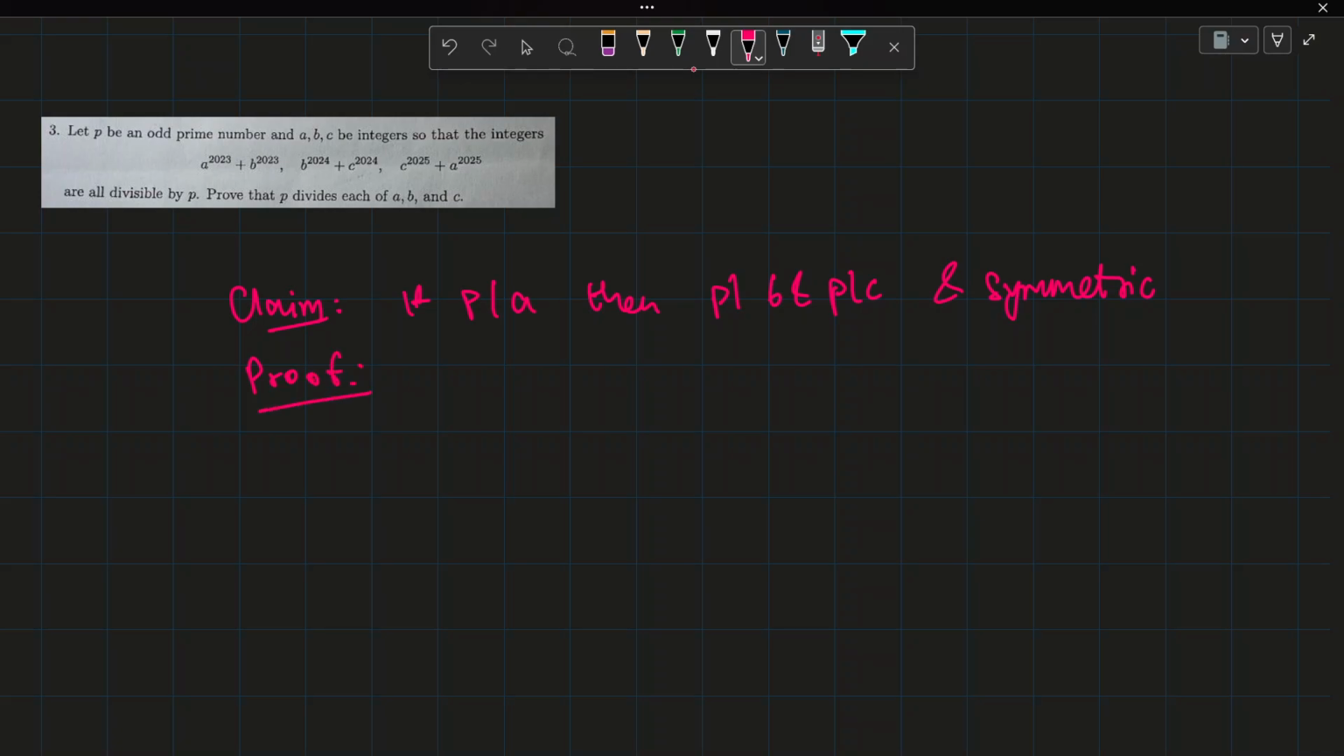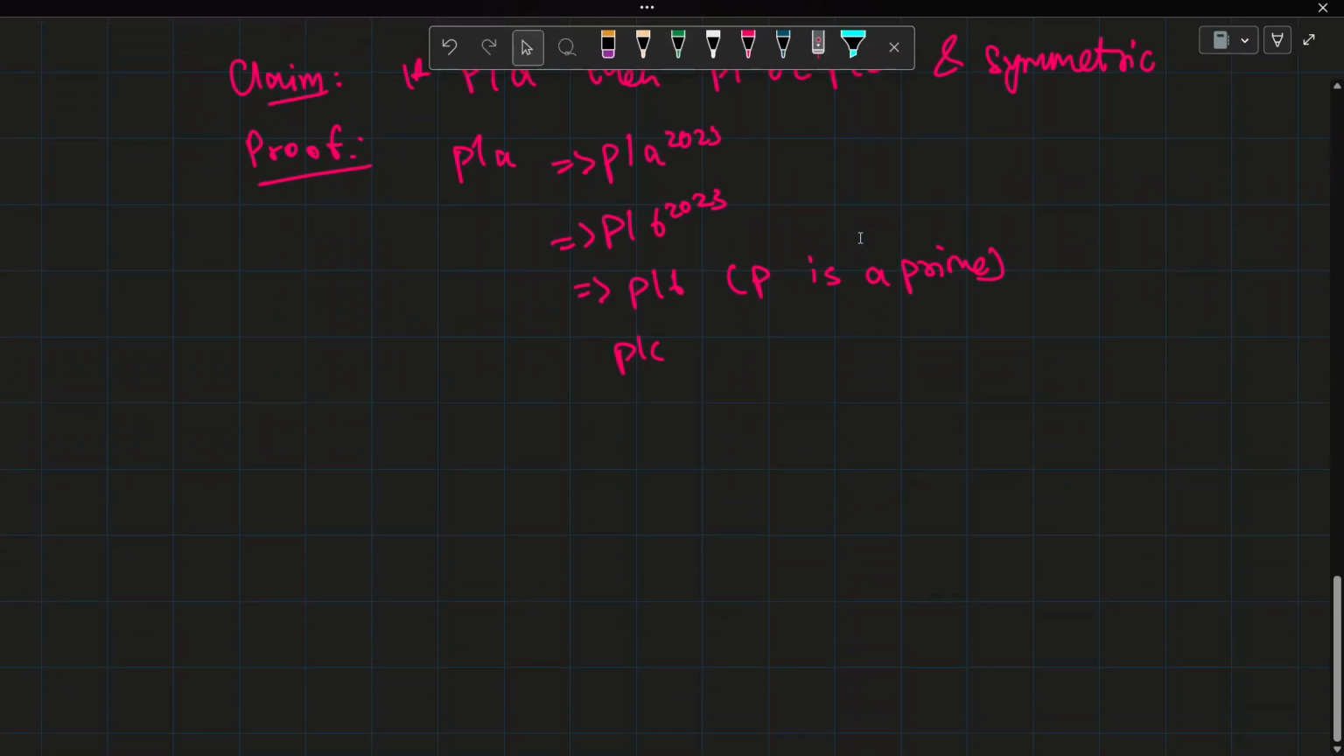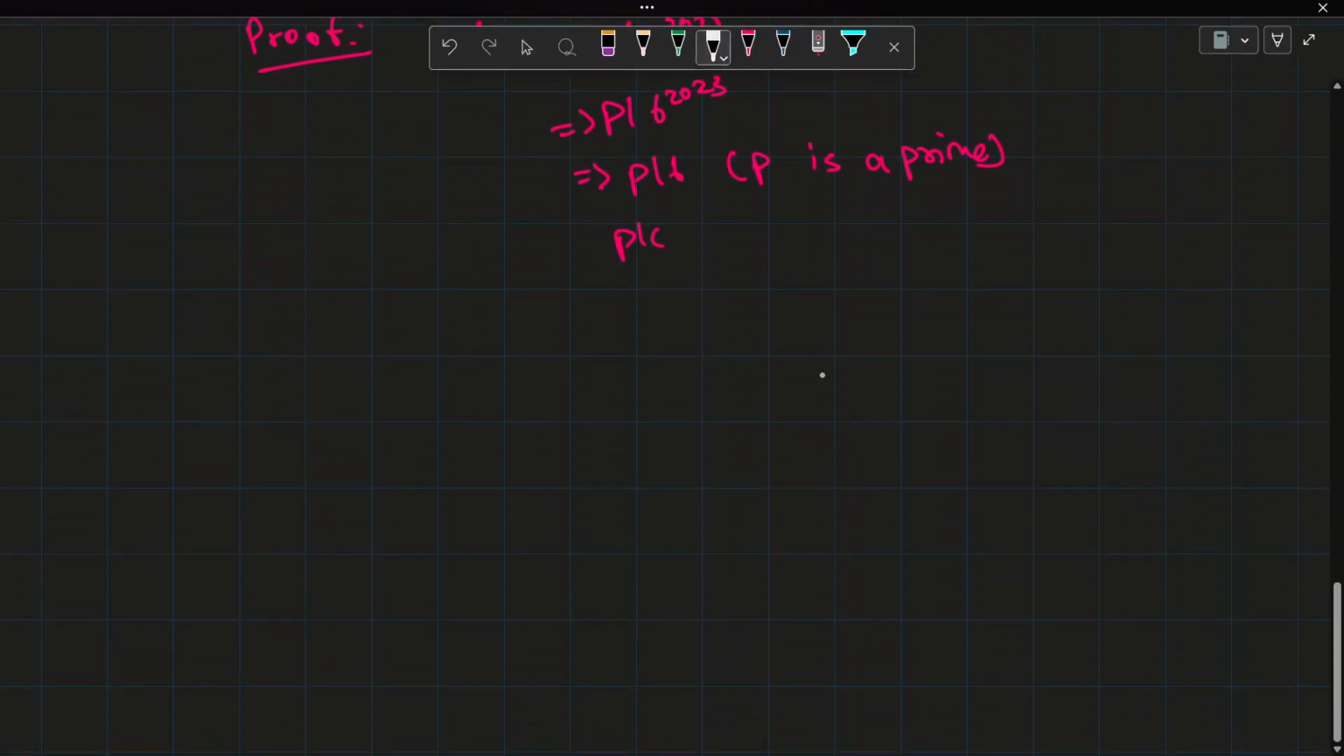So suppose P divides A, which implies that P divides A to the power 2023, which implies that P divides B to the power 2023, because of course it divides their sum. This implies that P divides B because P is a prime. And similarly, we can just repeat the steps and we can say that P divides C also. This is not very hard to prove, so I will not spend much time on the technical details. Now let's begin with the fun part.